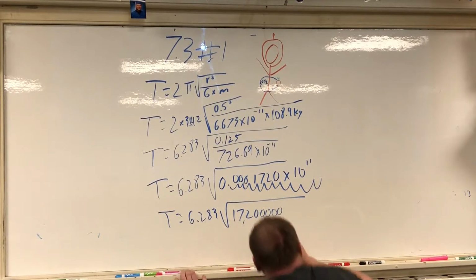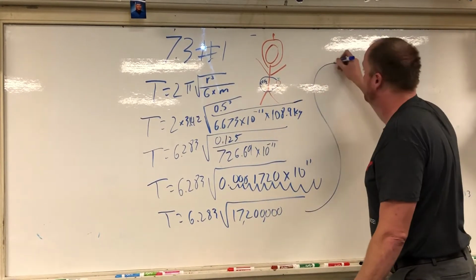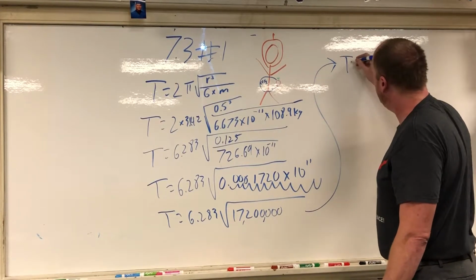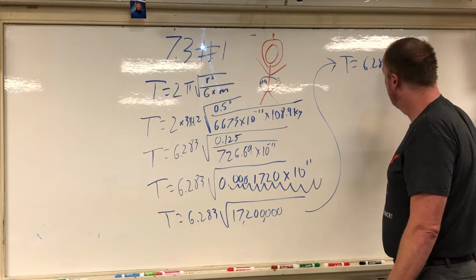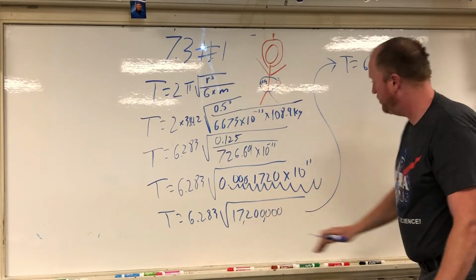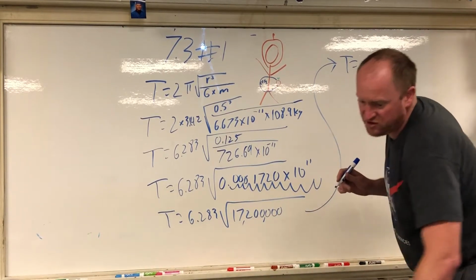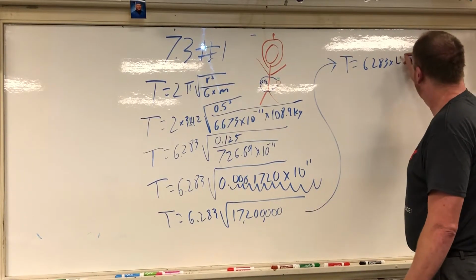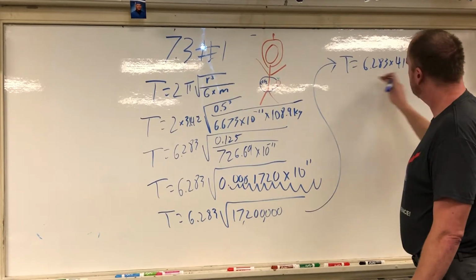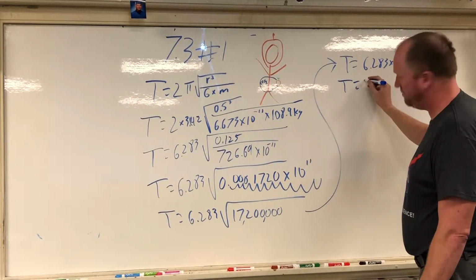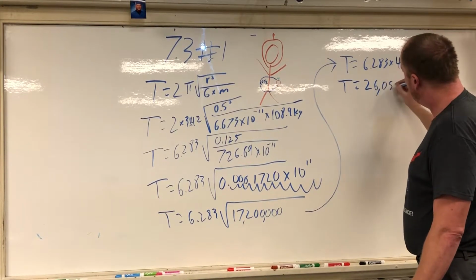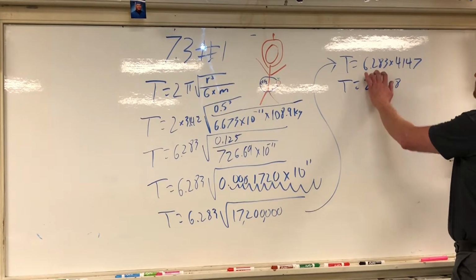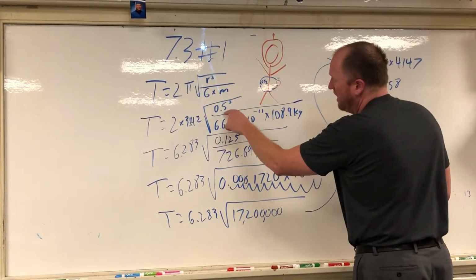I basically just took that, put that in there, and then I'm going to take the square root of that. By the way, since we're running out of space, just bring this up here. T is equal to 6.283 times square root of that, and I get 4,147. Multiply those two together, and T is equal to approximately 26,058.